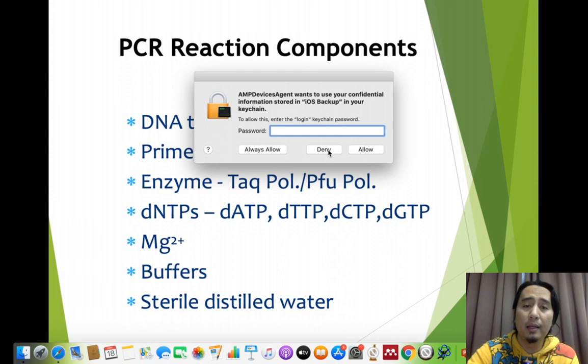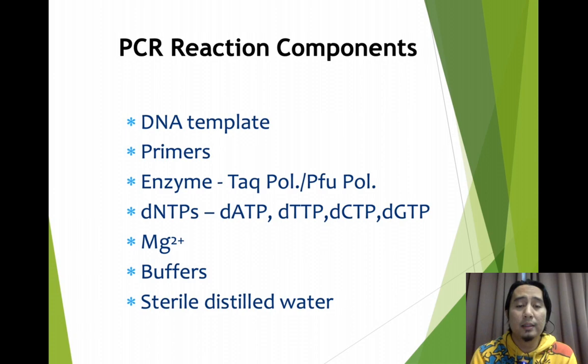And the enzyme is Taq. We use Taq polymerase or Pfu polymerase. I will explain a little bit to you the difference between Taq and Pfu polymerase. There are a few versions of polymerase, but in your stage, maybe we only use Taq or Pfu polymerase. And all the dNTPs: dATP, dTTP, dCTP, and dGTP. A for adenine, T for thymine, C for cytosine, and G for guanine. It also involves magnesium ions, buffer, and sterile distilled water.